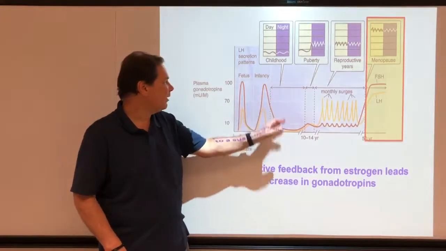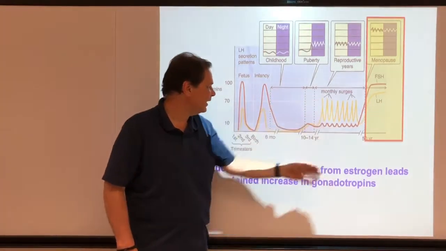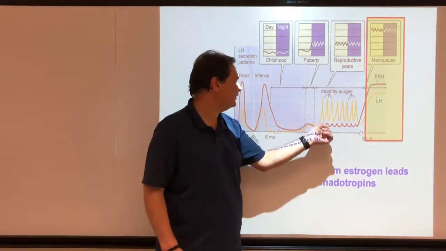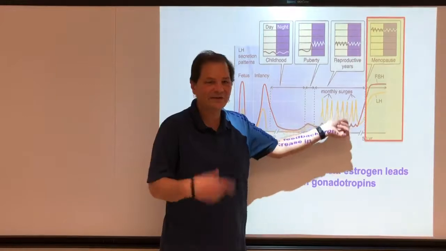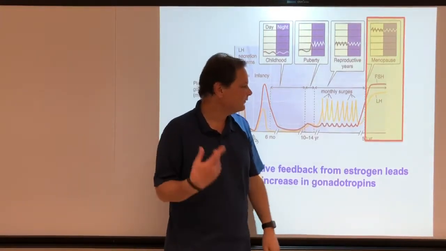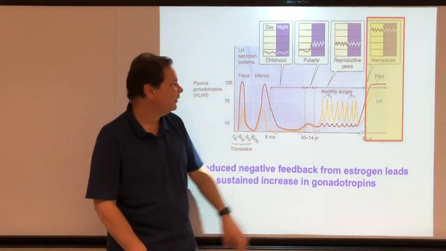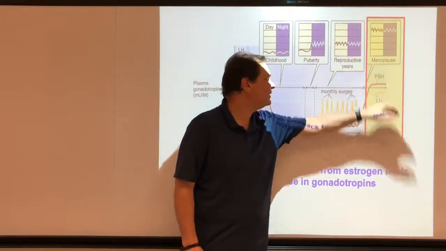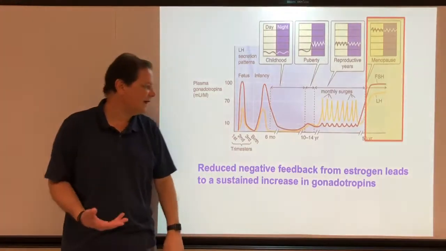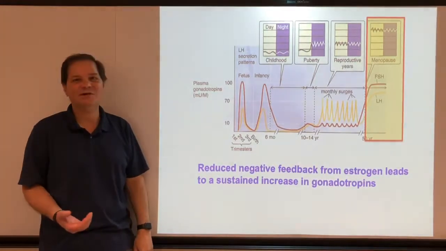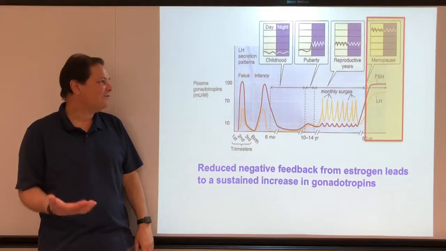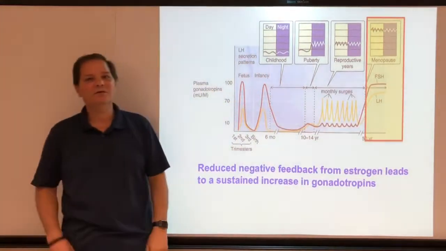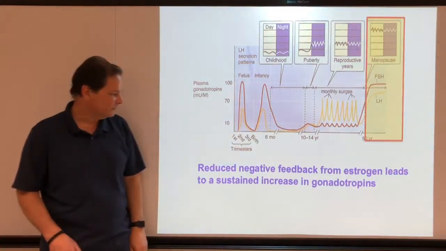So here are our changes in the gonadotropins during the different phases of life. So here's the reproductive years, and these are LH surges as the female cycles through. And notice here, later, you get this sustained increase in LH and FSH. And this is due to the fact that you're not getting any negative feedback from estrogen anymore.